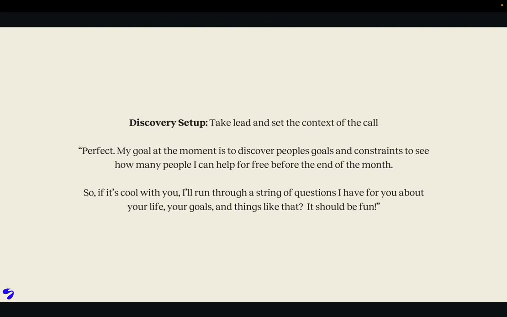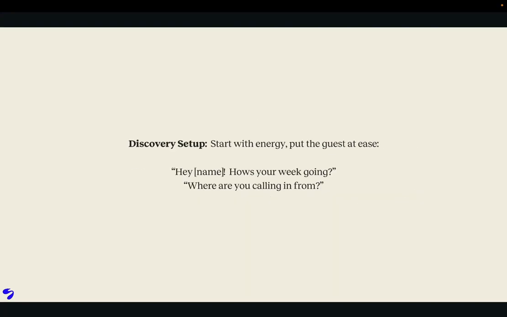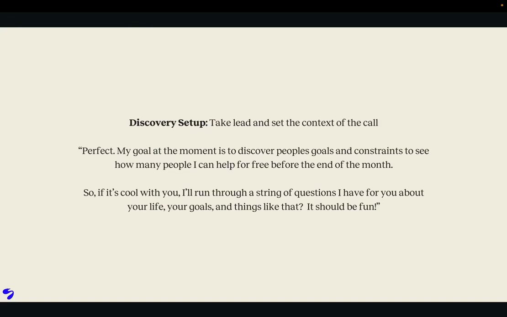Then, this is key here. You need to take the lead and set the context of the call. Because oftentimes these chit chats can go on forever if you unlock something they're really interested in talking about, like a book or a podcast or a topic. But you are here for a reason. So you need to take the lead and say, hey, great.